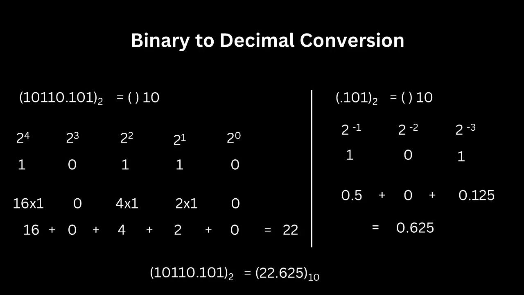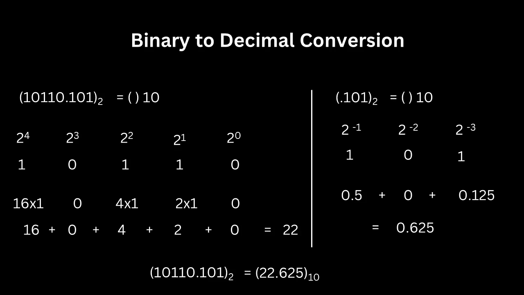Next, for the fractional part, 0.101. We use negative powers of 2. So we have 1 times 1 half plus 0 times 1 quarter plus 1 times 1 eighth. That gives us 0.5 plus 0 plus 0.125, which equals 0.625.